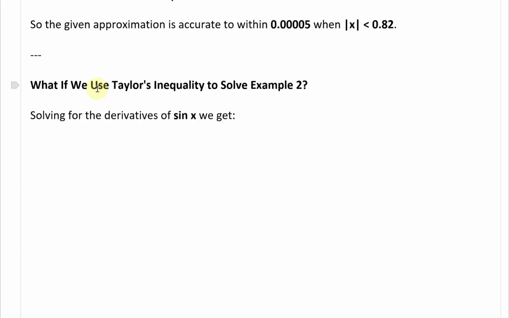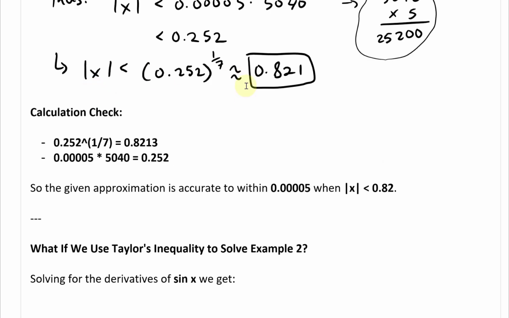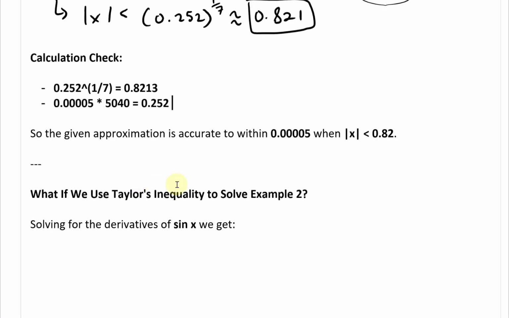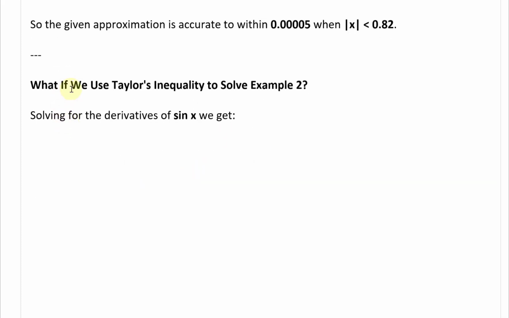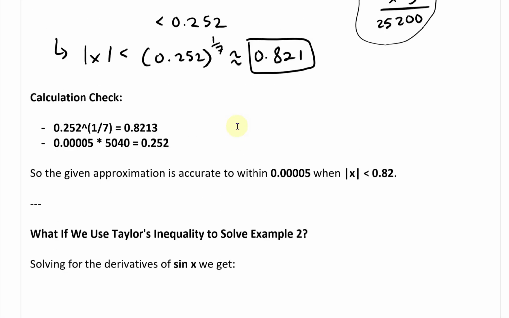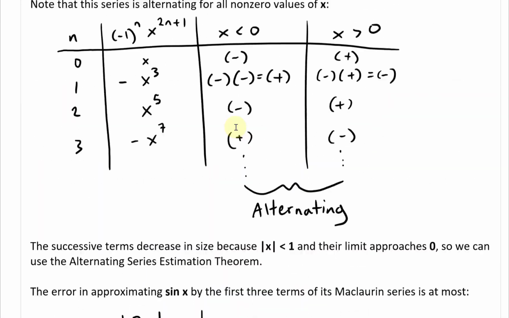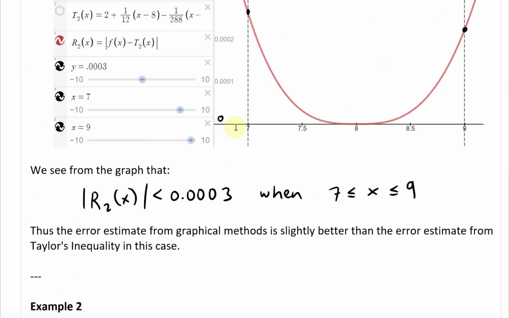So anyways, let's keep going further. Now this is a part of example 2 where we're going to solve the approximation using Taylor's inequality instead of the alternating series estimation theorem. So what if we use Taylor's inequality to solve example 2? Solving for the derivatives of sine of x, and the reason is because, let's scroll up over here. So this is our approximation.